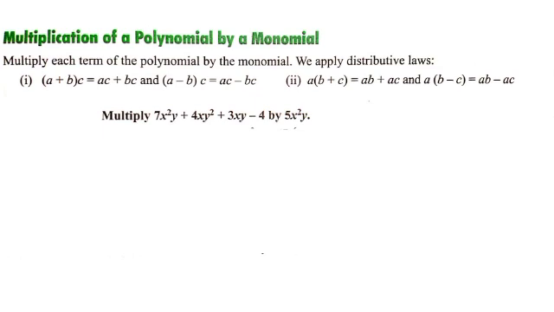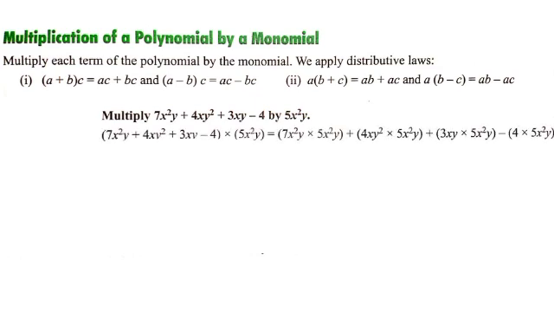Multiply 7x²y + 4xy² + 3xy - 4 by 5x²y, which is equal to 7x²y × 5x²y + 4xy² × 5x²y + 3xy × 5x²y - 4 × 5x²y. Each and every term of the first expression is multiplied with 5x²y.